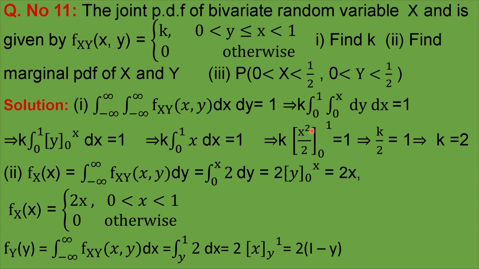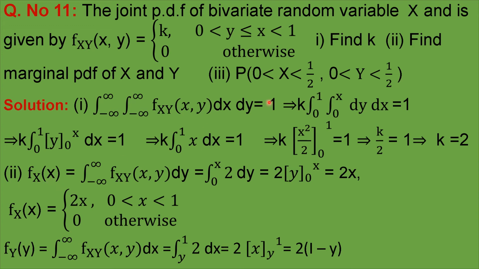The integral of x dx is x squared by 2, difference at the upper limit 1 and lower limit 0, and the right side is 1. So k into, put x as 1, 1 by 2, minus put x as 0, 0 by 2, or 0. Half minus 0 is half. k into half is k by 2, equal to 1, or k will be equal to 2.